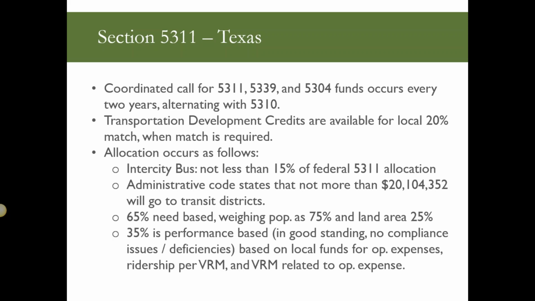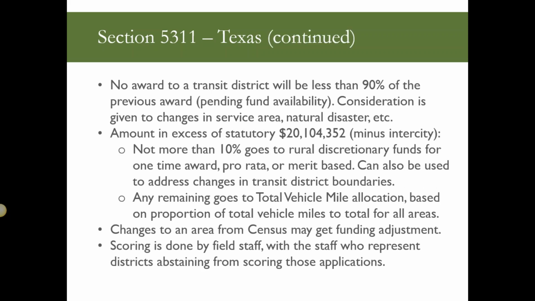Next slide. And we try to keep the award amounts consistent. Because there's also a performance aspect, the award should be no less than 90% of what they've gotten previously. We've had some situations with, for example, Galveston after Hurricane Ike went from being a large urban to a small urban. So we've had to make certain allowances as different places develop and grow.